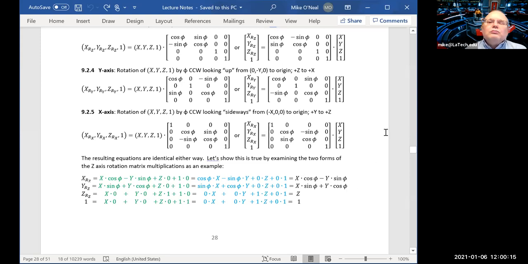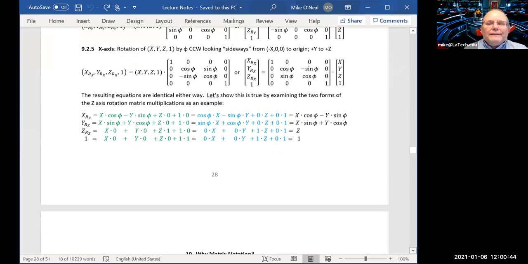Okay, so the matrix you're using depends on a bunch of things. Is it matrix times point or point times matrix? Is it a left-handed system versus a right-handed system? Is it a counterclockwise rotation versus a clockwise rotation? So they're kind of like three different variables, and they can all be different.